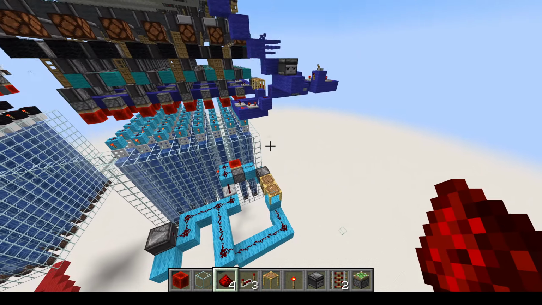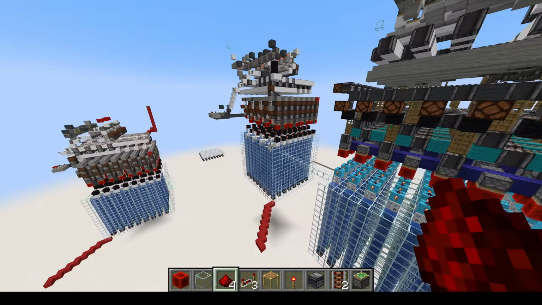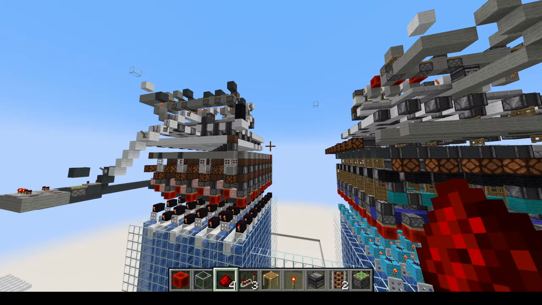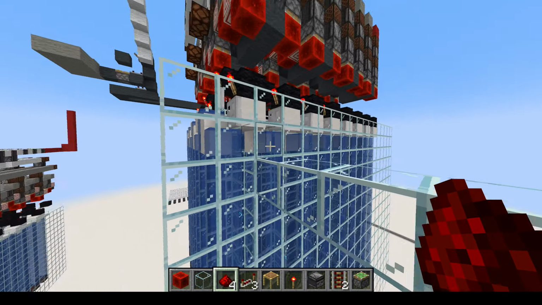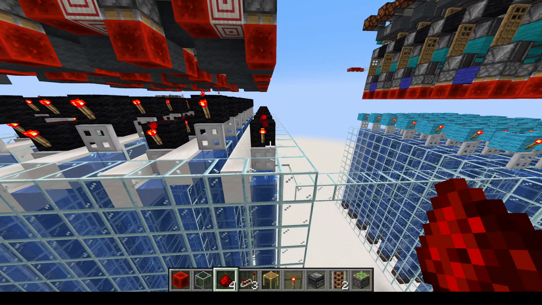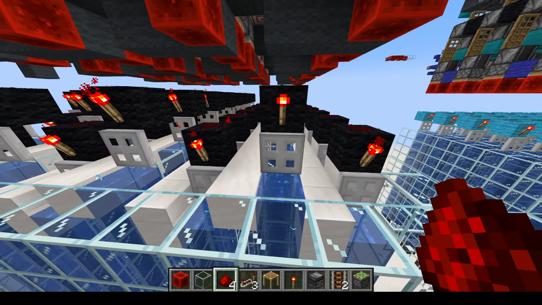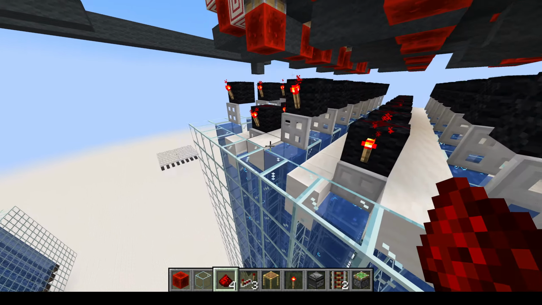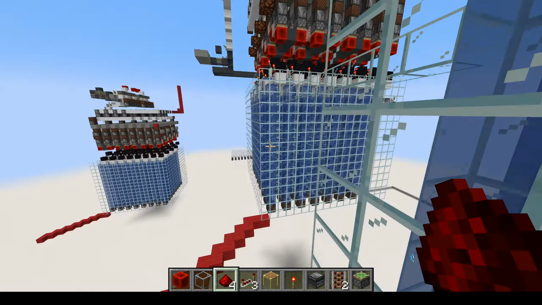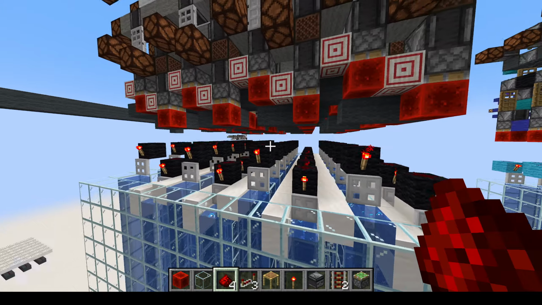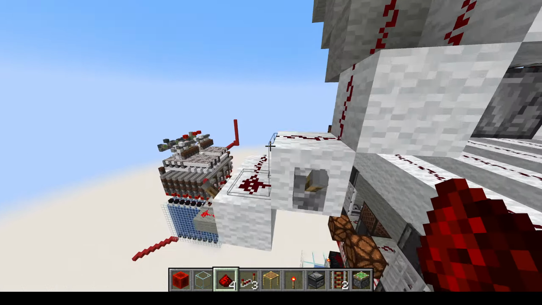So let's just look a little bit at the optimizations of this and compare it to the original. Compared to the original, this is less compact. It is 2 blocks deeper. However, it's a lot better in that in the original one, you can see that the stasis chambers are staggered in height, whereas in this one they're all the same height. Also, this is using lots and lots of redstone.